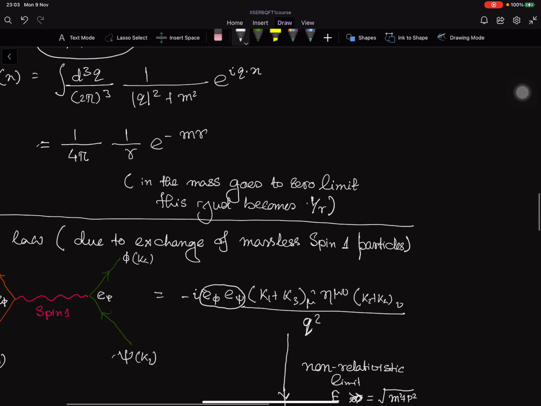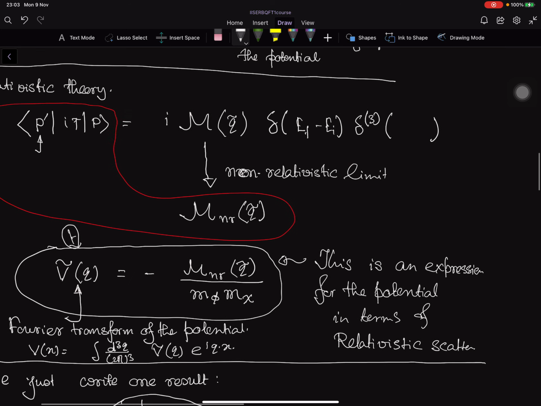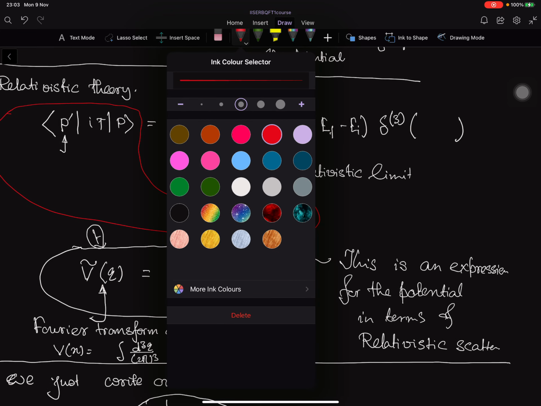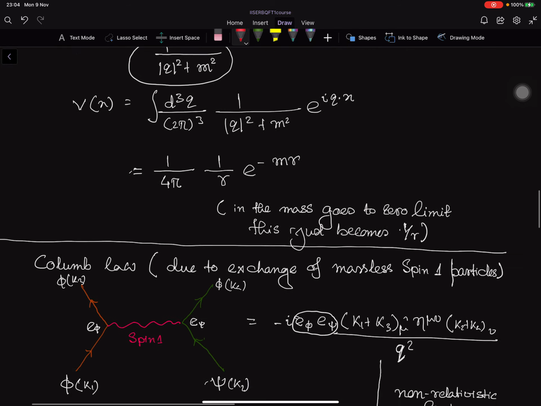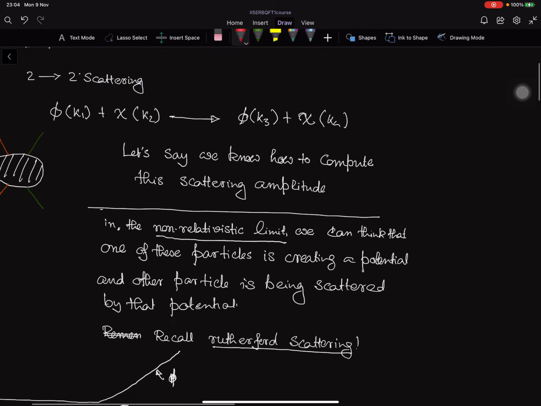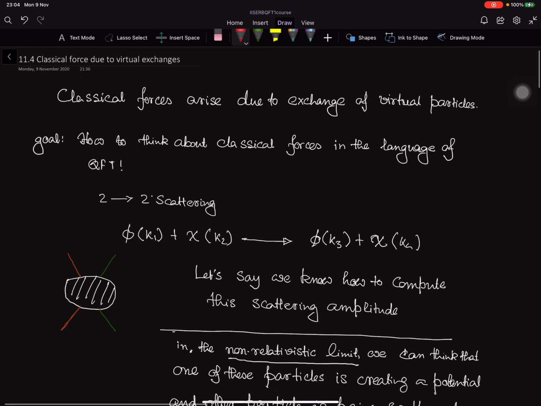Okay, so note that the first part of the lecture, where we related this formula of the potential with the non-relativistic limit of the scattering, is very general and it's true for any non-relativistic scattering. For example, you can also consider loop corrections to the right hand side, and you can also ask how the classical potential is corrected due to loops in quantum field theory. Okay, so this concludes our discussion on the relation between classical force and virtual exchanges.